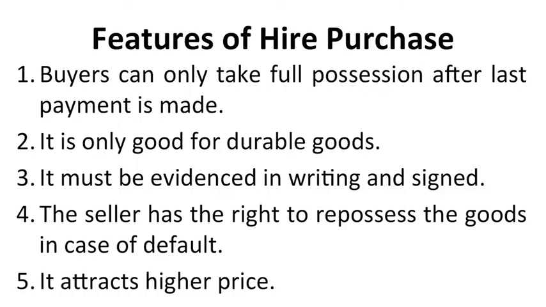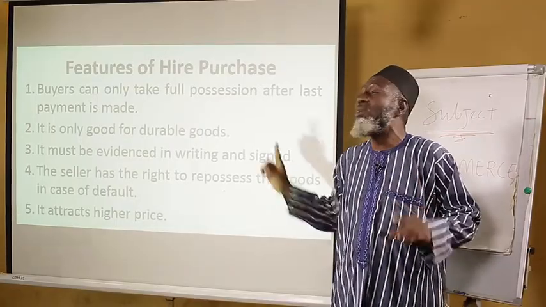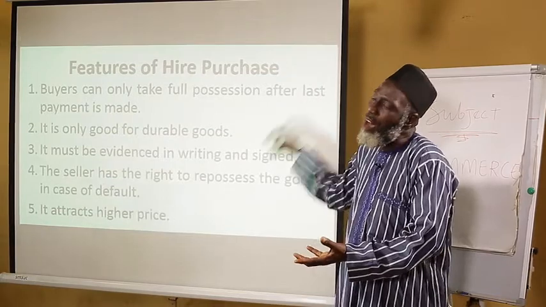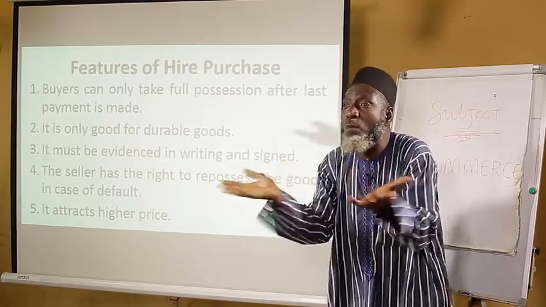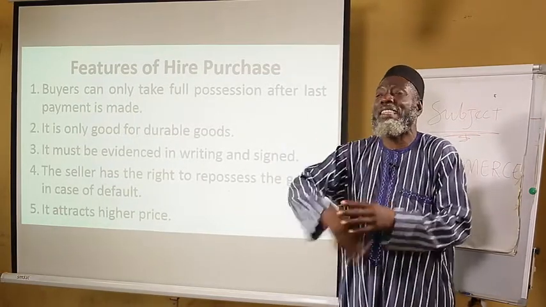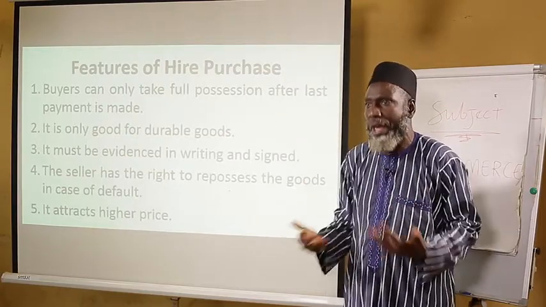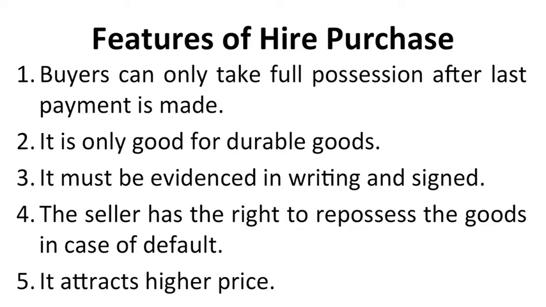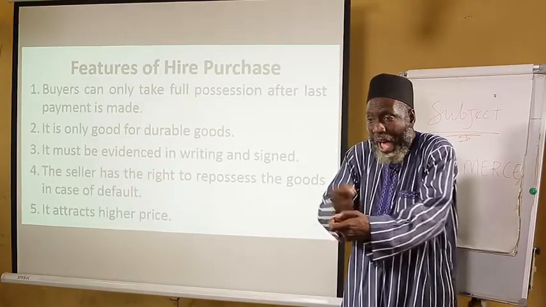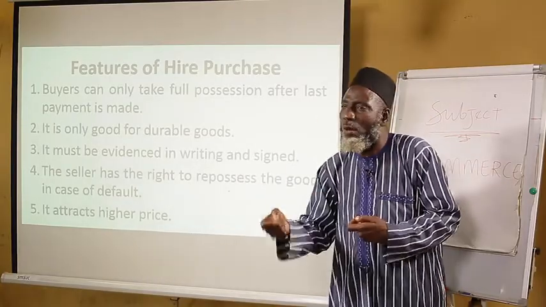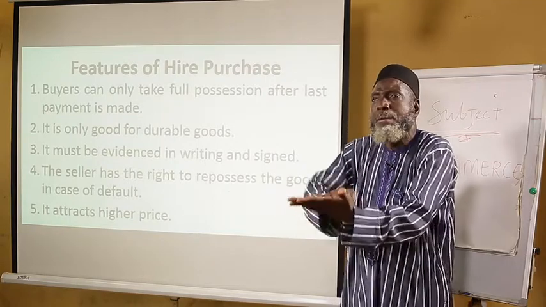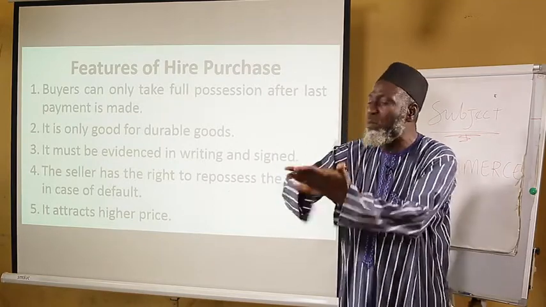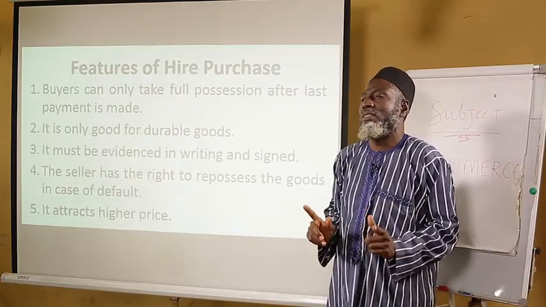Number 2, it is only good for durable goods, which means you cannot have this system of credit in terms of perishable goods. Only durable goods that can take, like I said, a very long period of time in terms of usage. Number 3, it must be evidenced in writing and signed. Whatever is entered as agreement between buyer and seller must be in written form and must be signed by both parties.